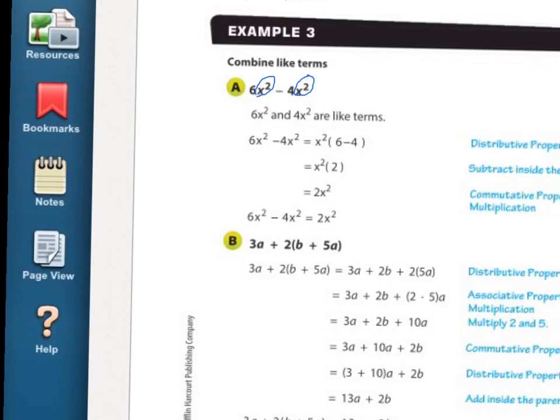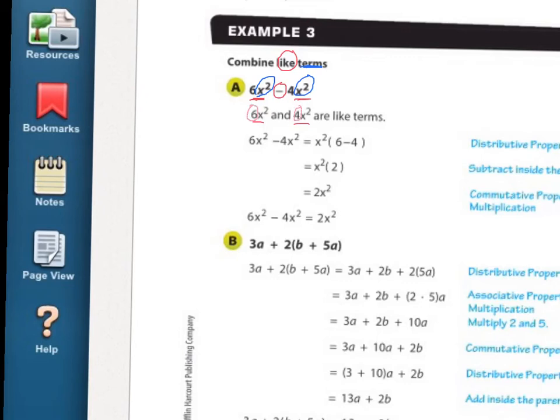We studied terms in our vocabulary lesson part of the module. Terms are separated by addition and subtraction signs. So here's one term and here's another term. And like terms have the same variable with the constant. Okay, and it tells you 6x squared and 4x squared are like terms. They look alike. The only thing different is the constant. The constants are the numbers.